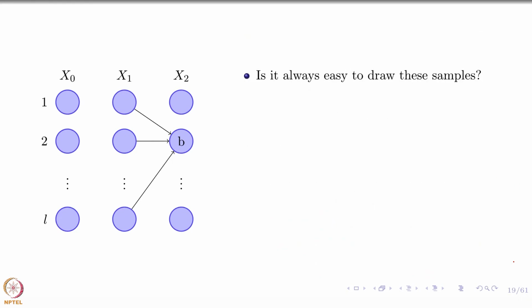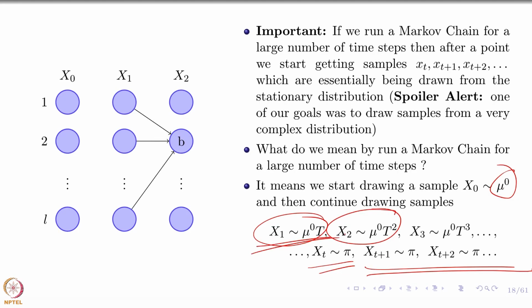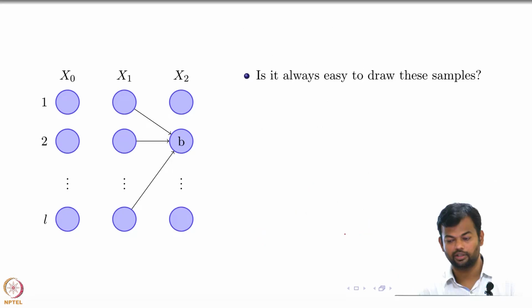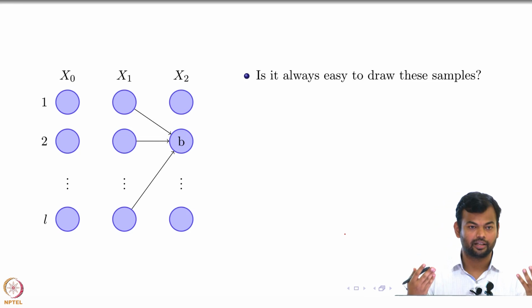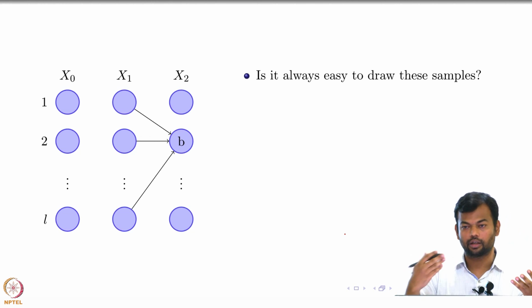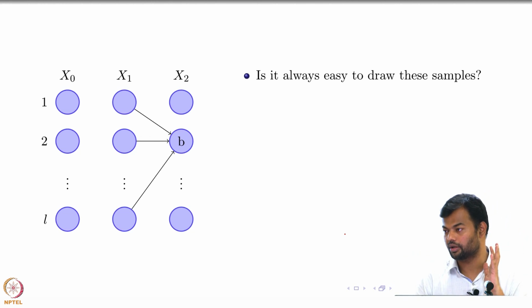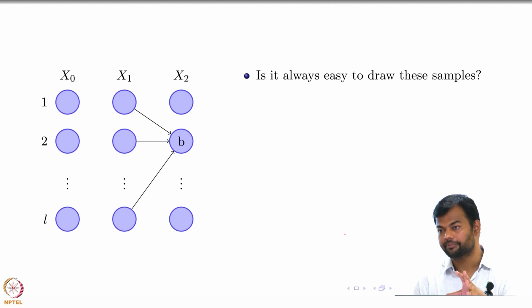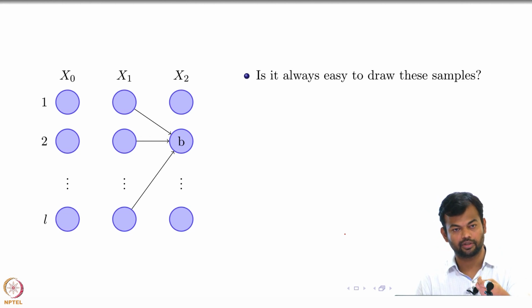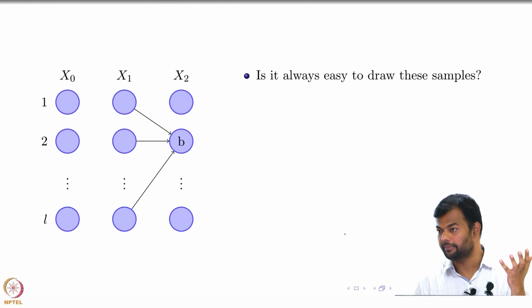Is it always easy to draw these samples? I have very conveniently written that I'll draw x1 from this distribution. Is it always easy to draw these samples? When in doubt, always say no. I just gave you an example that this mu 1 requires a 2^n cross 2^n matrix multiplication. Mu 1 is mu naught into T. So if I want to compute the distribution mu 1 and then sample from that distribution, I have to do this inefficient matrix multiplication.